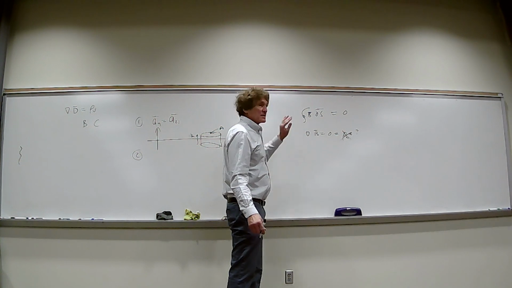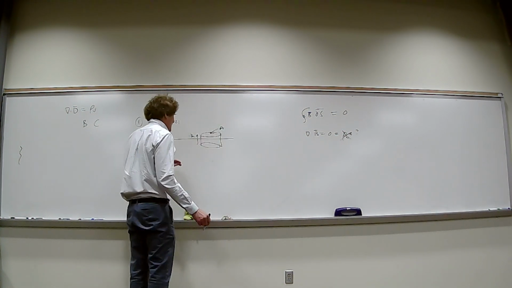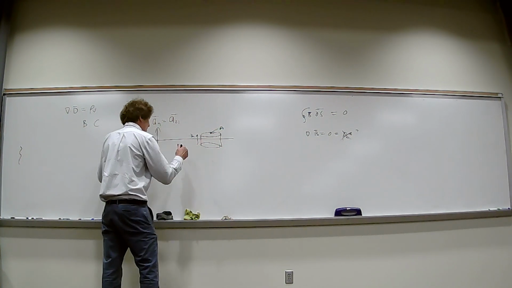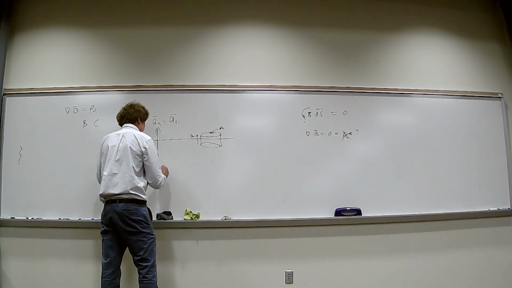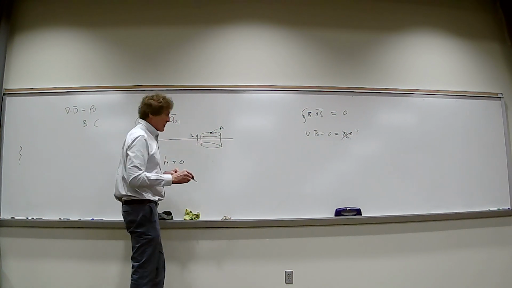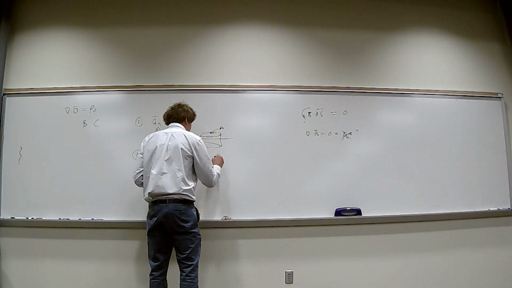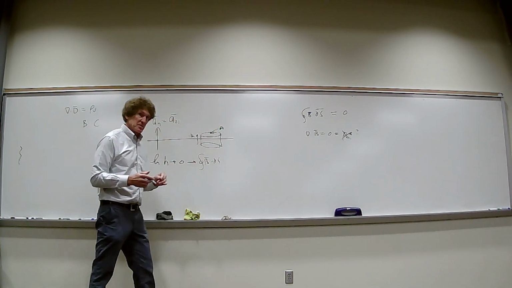So what this means is that the integral of B dot ds is 0. If we take the limit as the height goes to 0, and we look at the integral of B dot ds over this closed surface, just think about this.